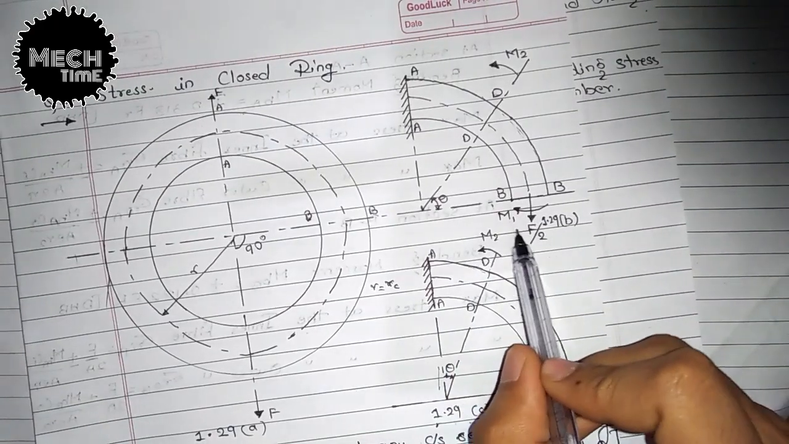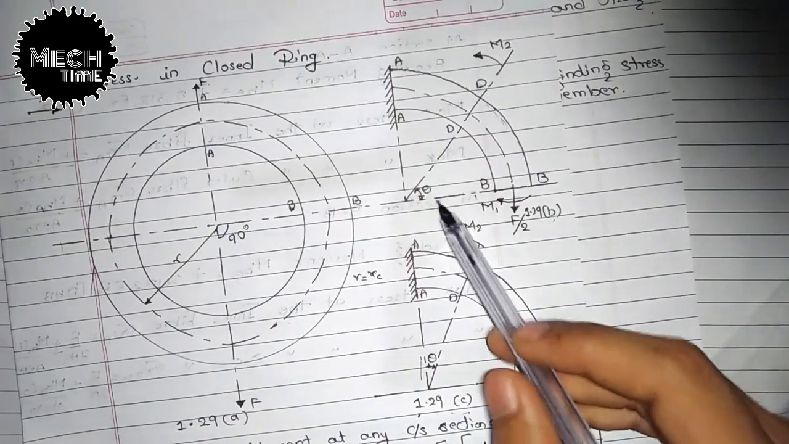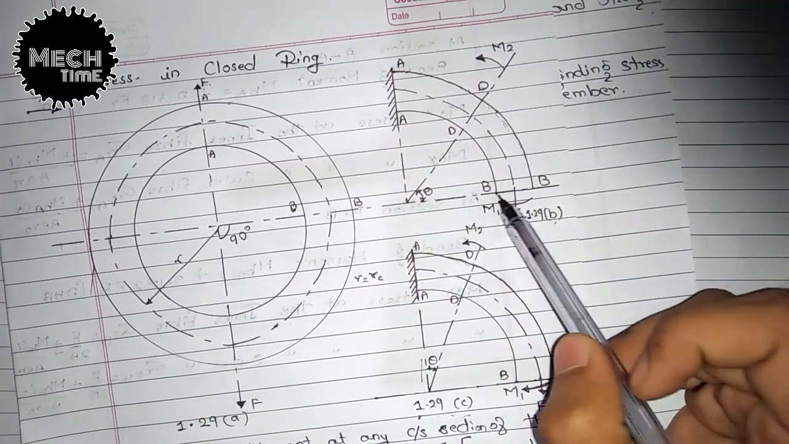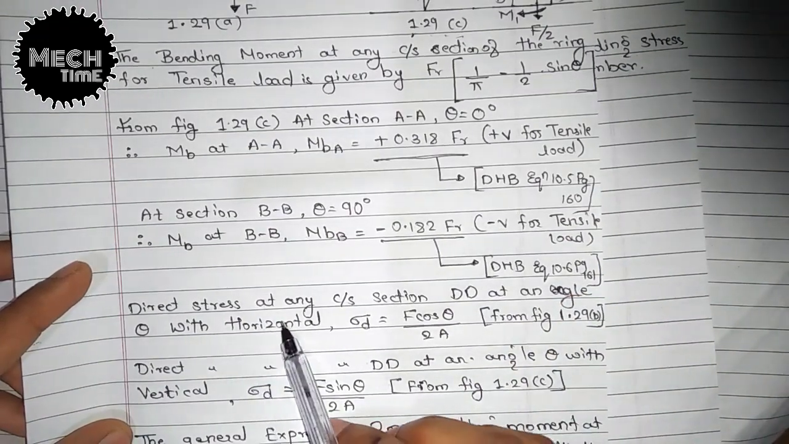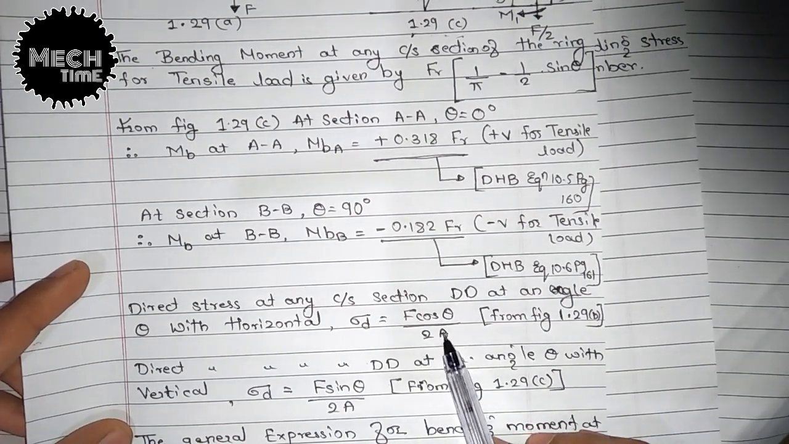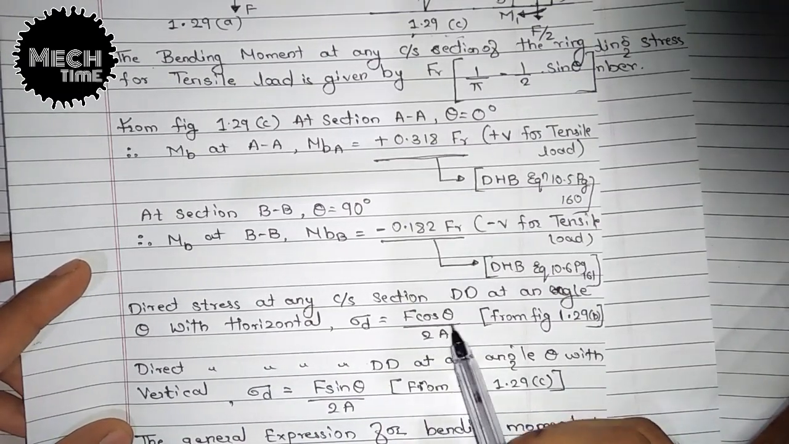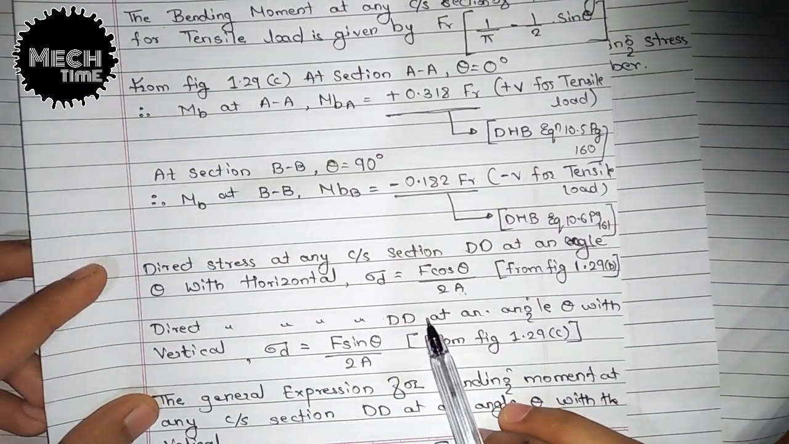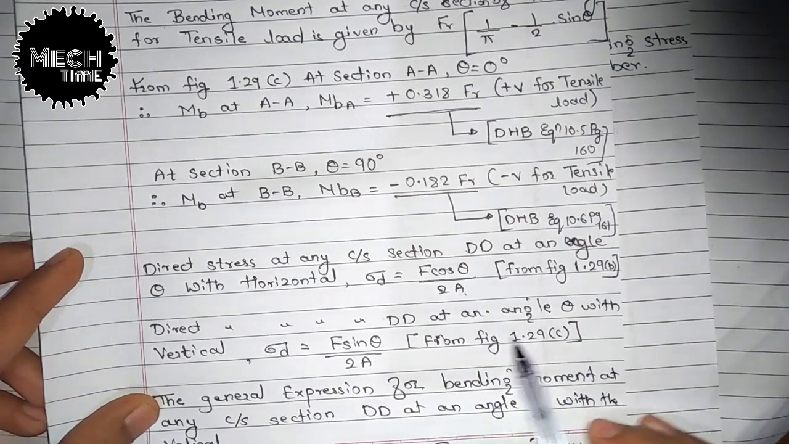So in 1.29b, direct stress is F cos theta by 2A. Where is D? This is D for a horizontal. Horizontal is this position. Now direct stress at cross section D to D at an angle theta with horizontal, sigma D is equal to F cos theta by 2A. Similarly, for a vertical, sigma D is equal to F sin theta by 2A. Direct stress at any cross section DD at an angle theta with vertical, sigma D is equal to F sin theta by 2A from the same figure.